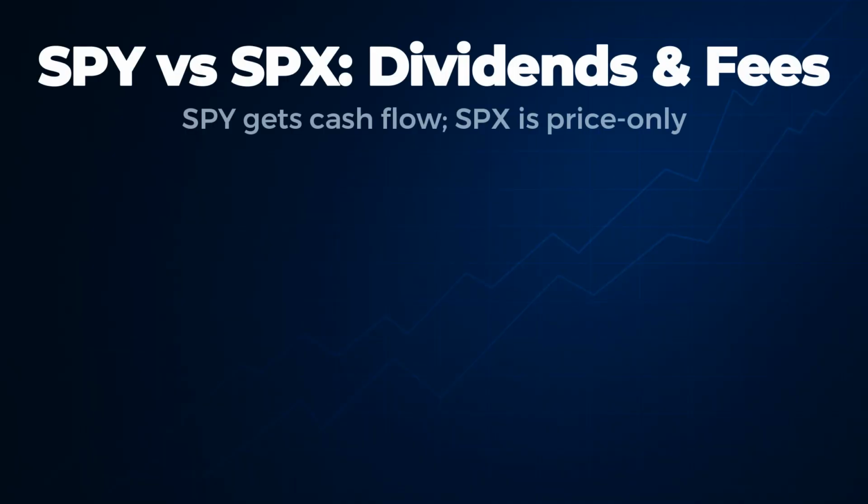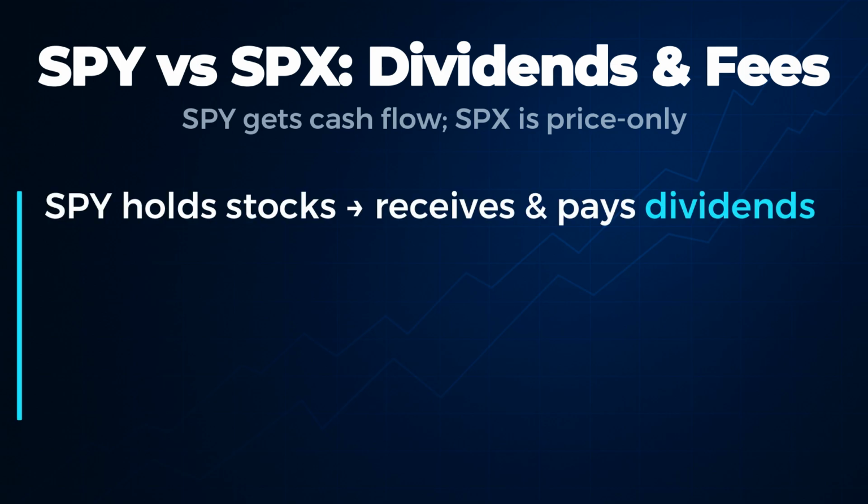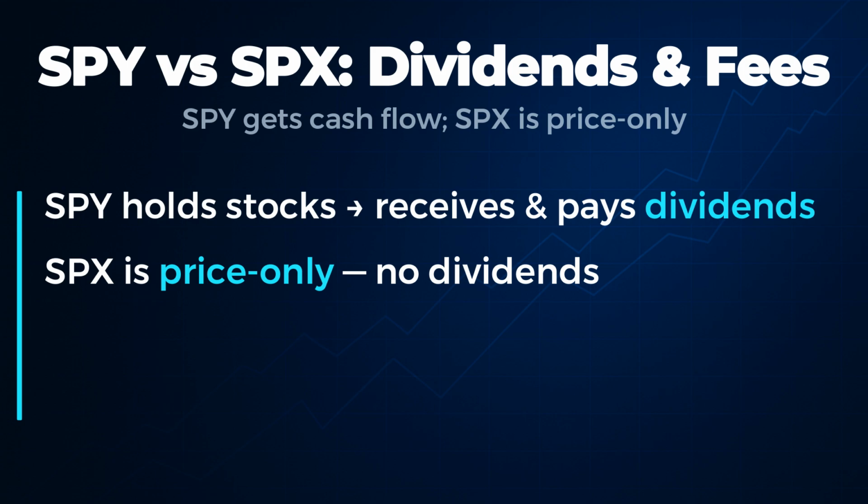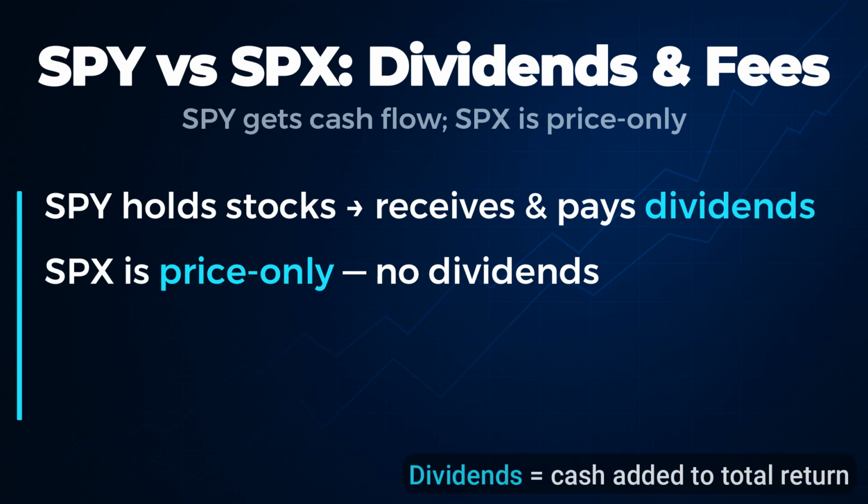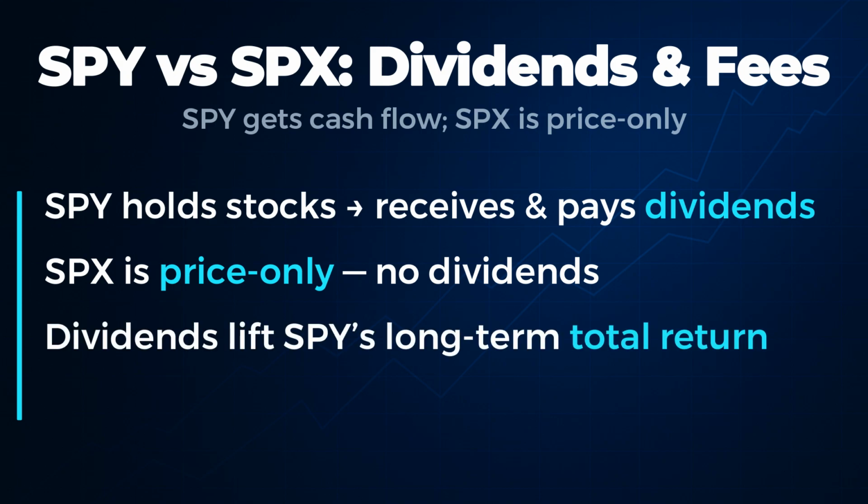SPY holds the actual stocks, which means it receives dividends and distributes them to the shareholders. SPX does not. SPX reflects price only. If SPY yields roughly 1.3 to 1.7% annually, that is real cash paid to the shareholders, and it becomes part of the total return. Over long periods, SPY's total return exceeds SPX's price return for one reason: dividends. Because SPY captures the cash distributions that SPX doesn't.